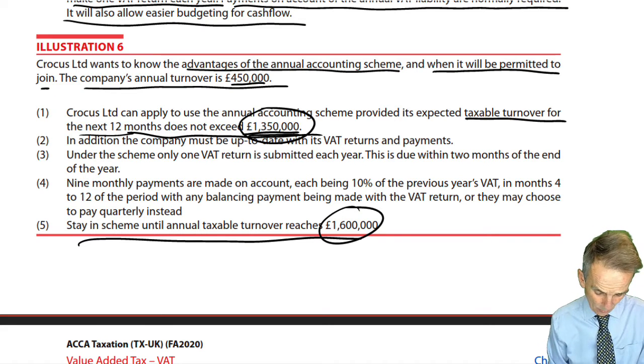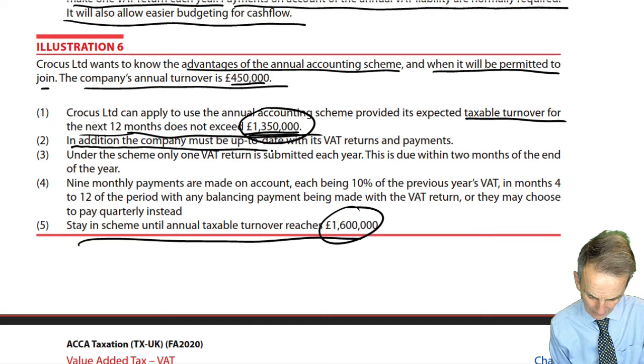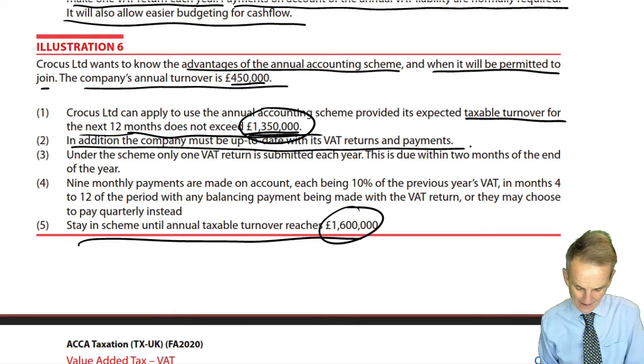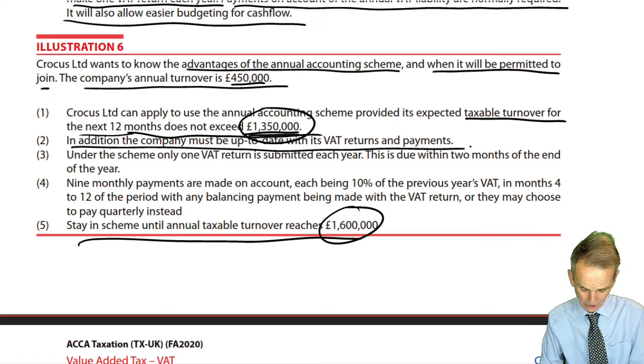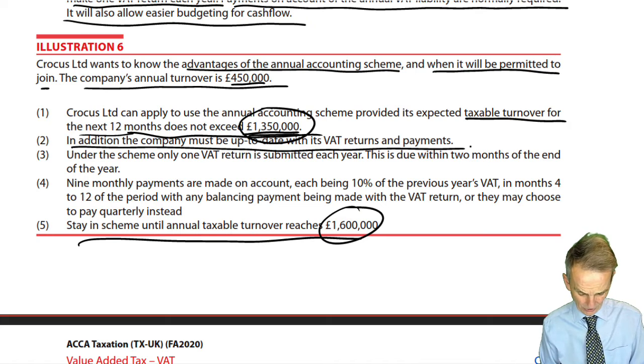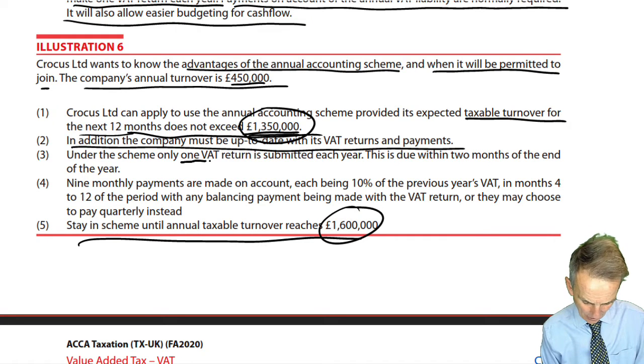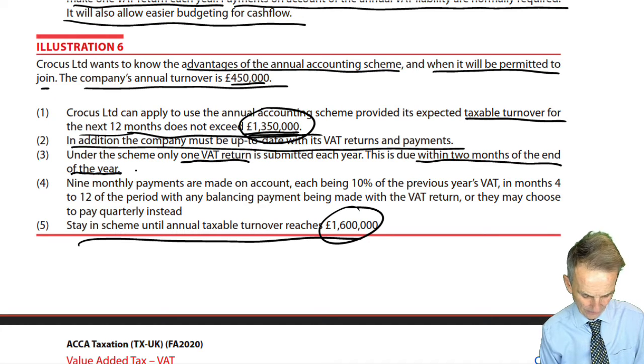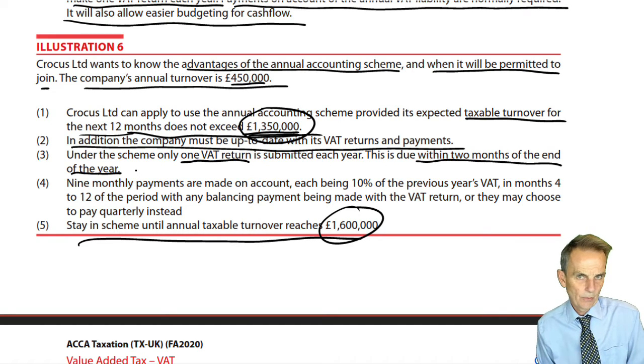What do we say it will mean? It will mean, in addition, another condition, which I almost missed out, that we've got to be up to date with our VAT returns and payments. And then we're entitled to join this scheme. Under the scheme, only one VAT return is submitted each year, and that's due within 2 months of the end of that accounting period. We said that we won't, of course, be able to just make one single payment up to 2 months after the end of that period.